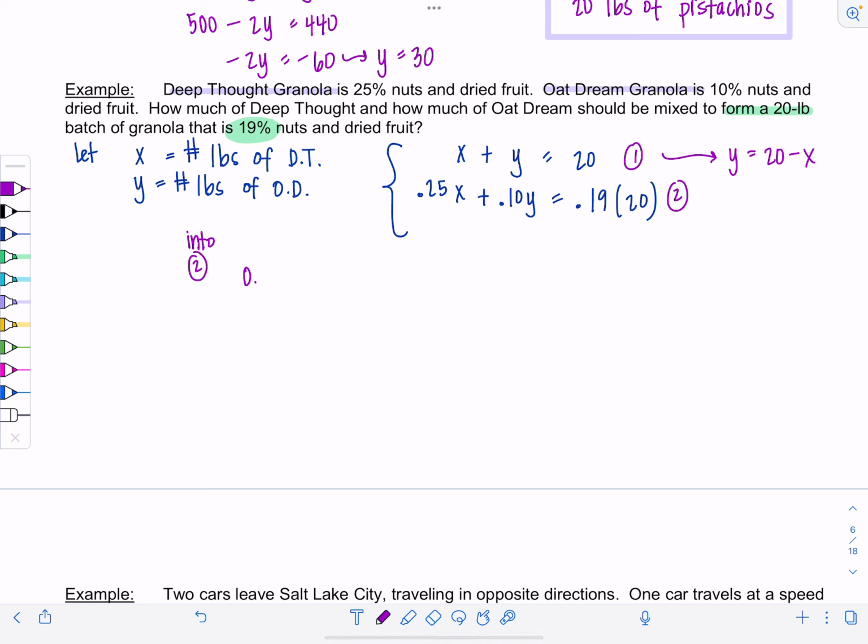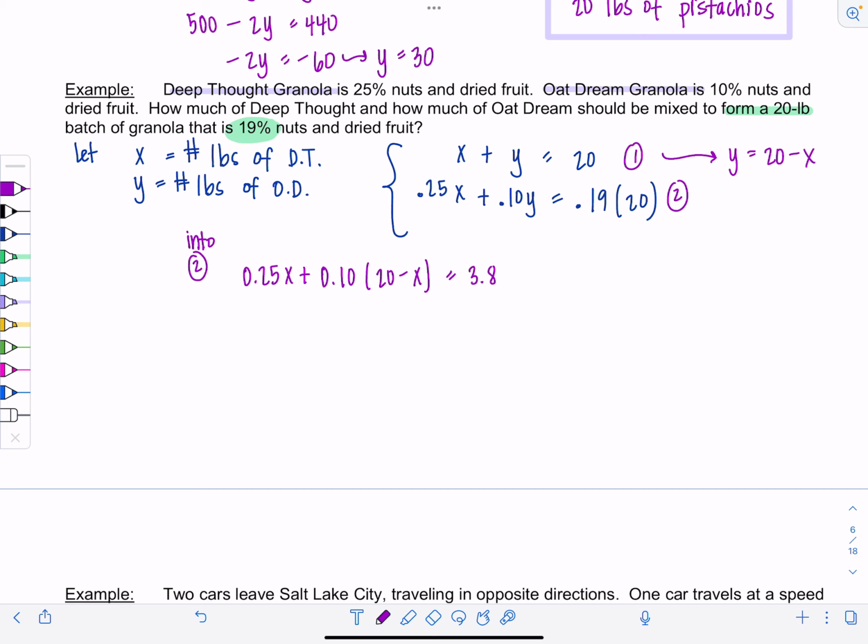So we'll have 0.25X plus 0.10. Instead of Y, I'm going to write 20 minus X equals 0.19 times 20, that's 3.8. Okay, good. Why don't you guys pause the video, try to solve here, and see how you do.